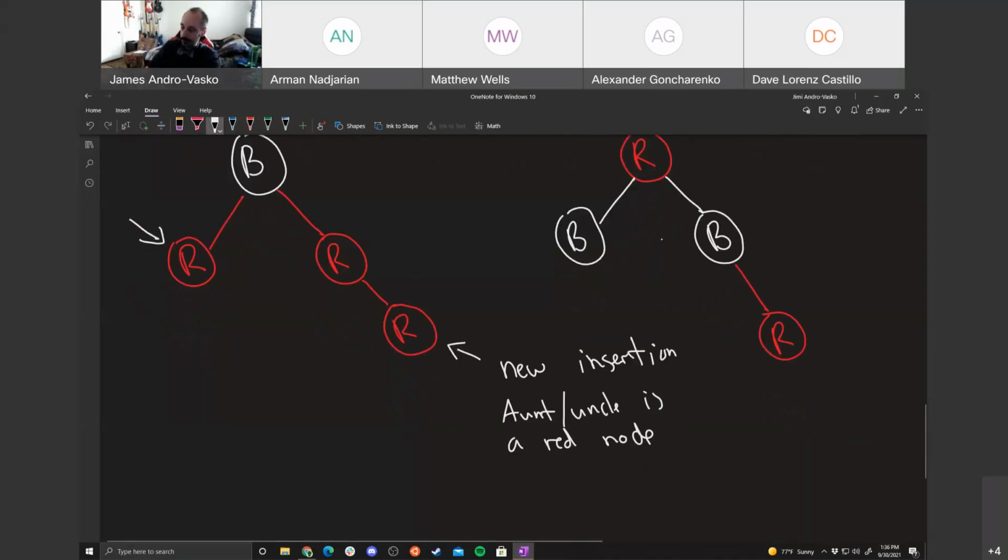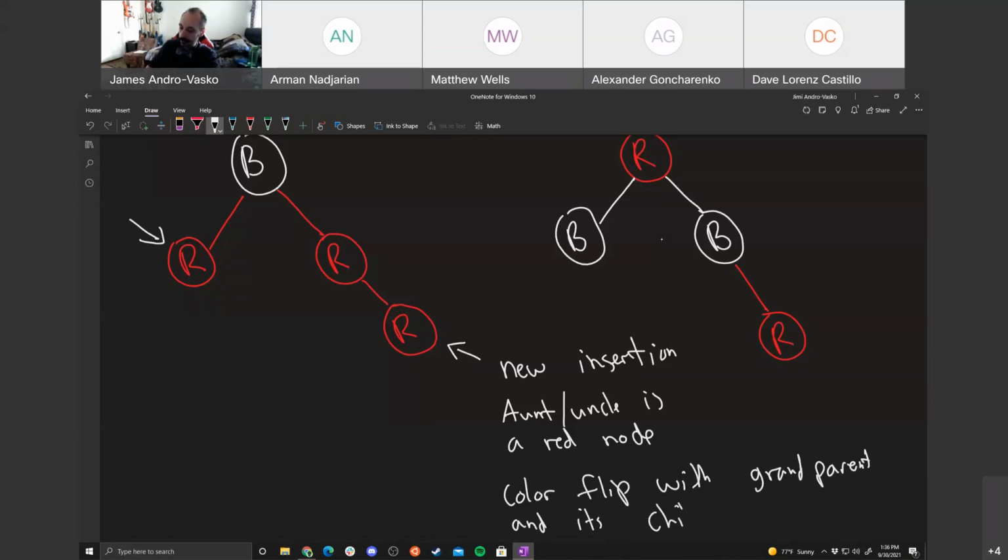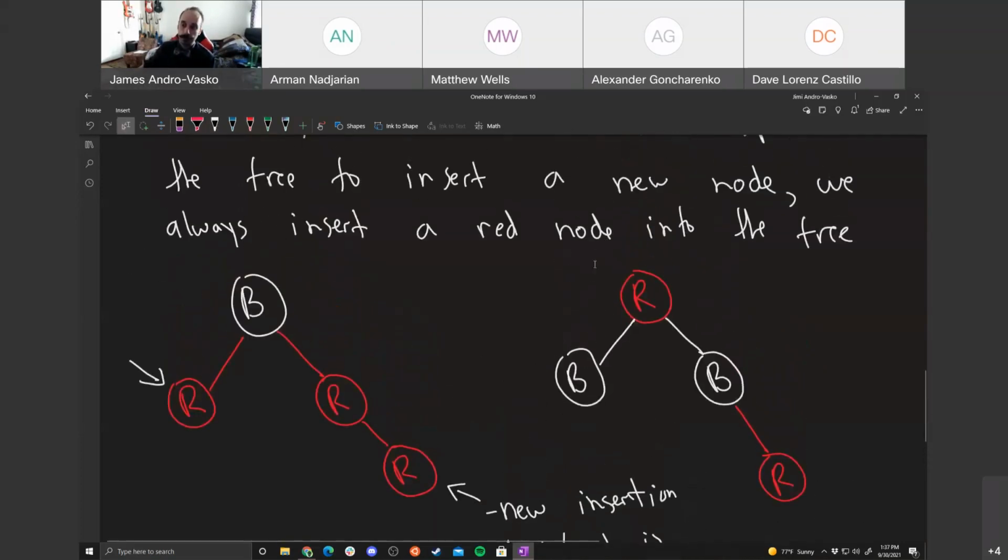Is it a color flip? It's the grandparent and its children. In other words, we just flip the grandparent's color from red to black, and then we set the two children to be the opposite color of the grandparent. That's all we had to do, really. So this was a very simple way to handle this problem.